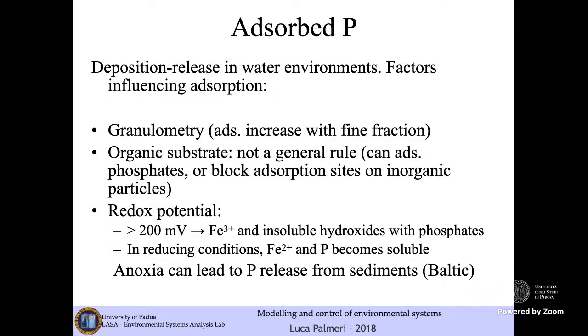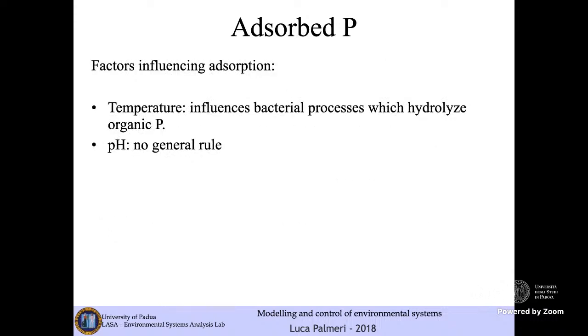All of these equilibrium conditions are driven by the redox potentials. So again, the redox potential or alkalinity or pH are all very relevant environmental conditions that may influence significantly the cycle of phosphorus.